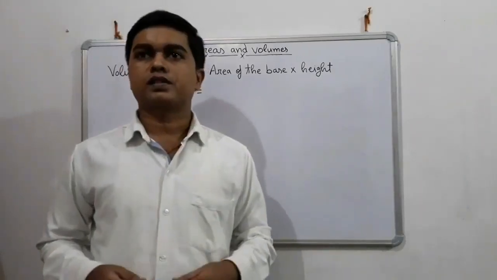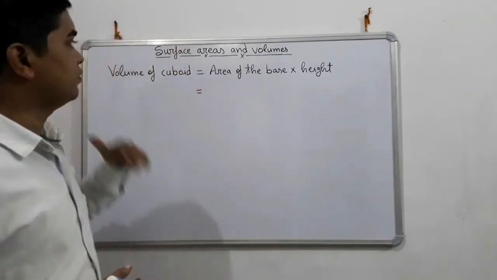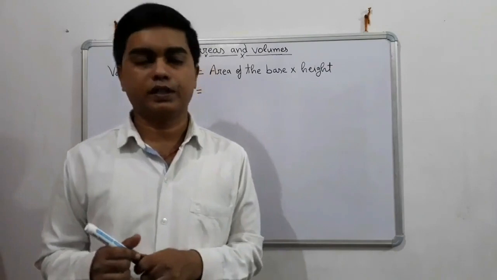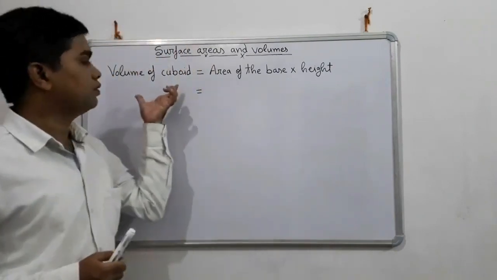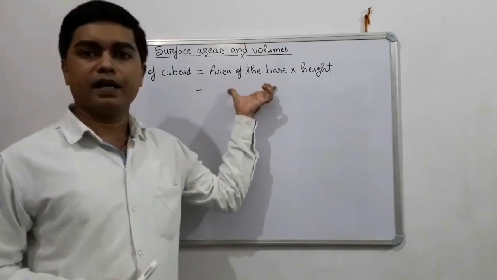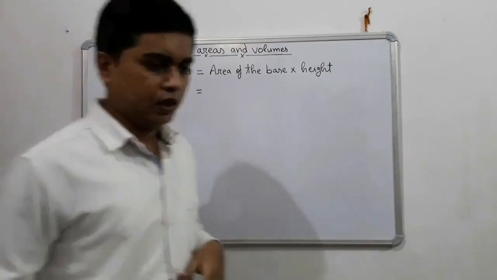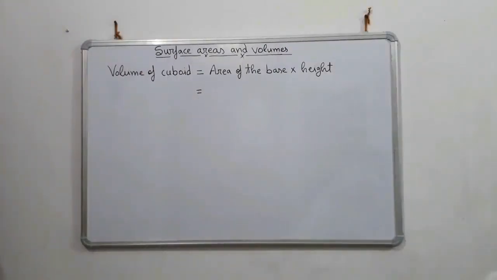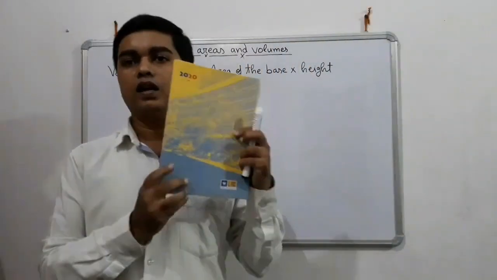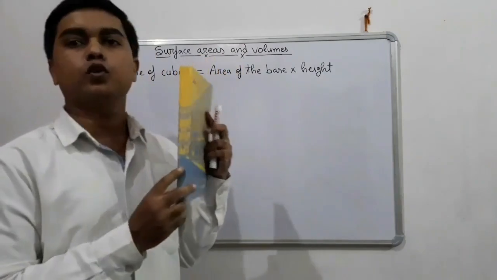Children, now we will discuss the volume of the cuboid. So how can you find the volume of a cuboid? Children, we have a formula for finding the volume of a cuboid: area of the base into height. Now suppose I have one cuboid. See, this is the diary and this is in the form of a cuboid.